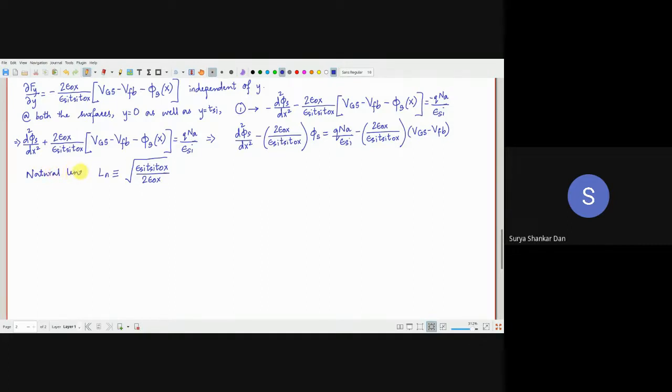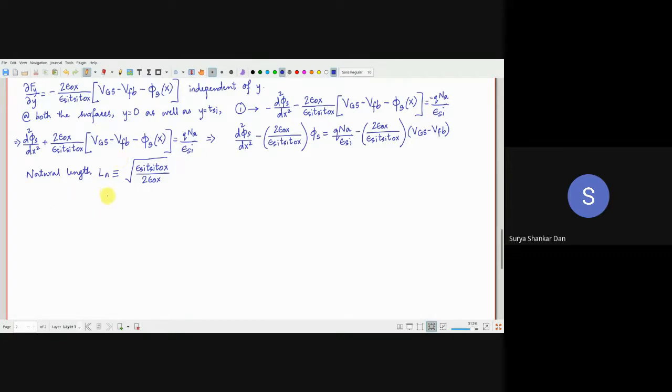Why is it called natural length? I'll explain in a minute. This is going to be a very, very important parameter. In fact, this ln is not there in case of conventional devices. Why? Again, we will explain that. So this natural length comes into the picture only when you are trying to solve a 2D Poisson equation for ultra short channel devices.